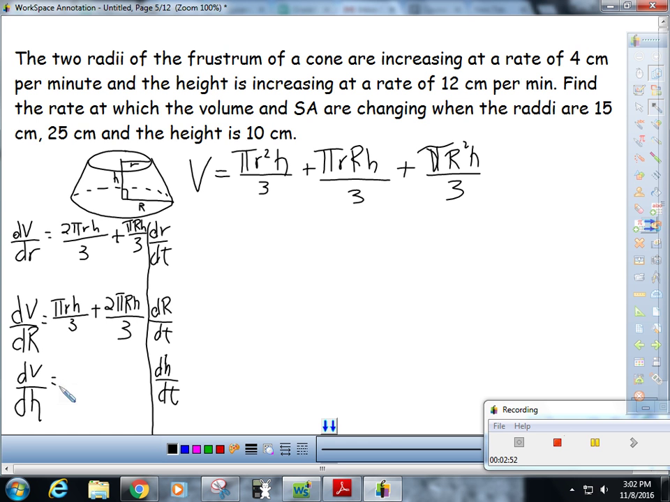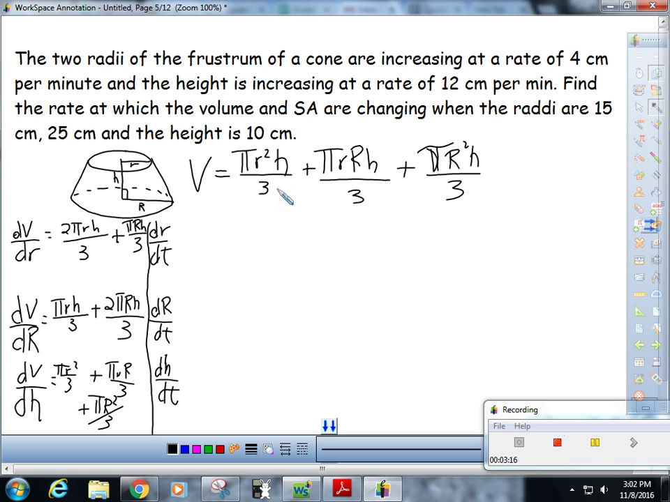And dV dh, there's going to be 3 of them. So pi r squared over 3 plus pi r R over 3 plus pi R squared over 3. So hopefully you guys can understand how I got those partials from this.